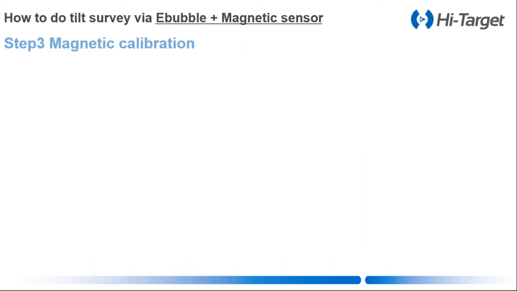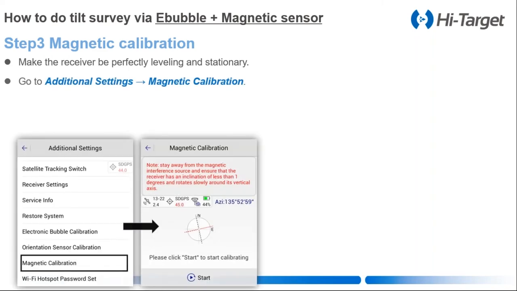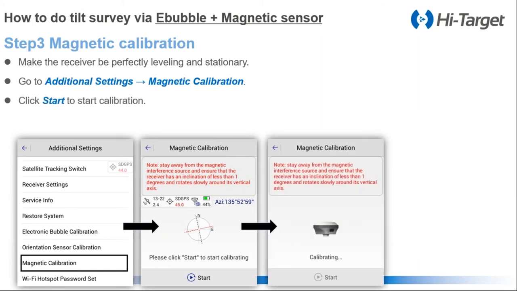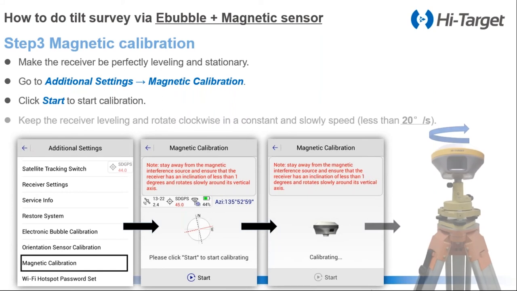And step three, magnetic calibration. Put the receiver on a tripod and make it perfectly level and stationary. And rotate the receiver at a constant and slow speed, better less than 20 degrees per second.